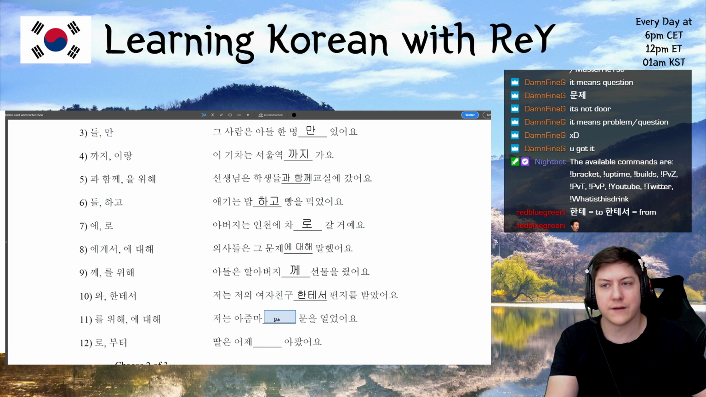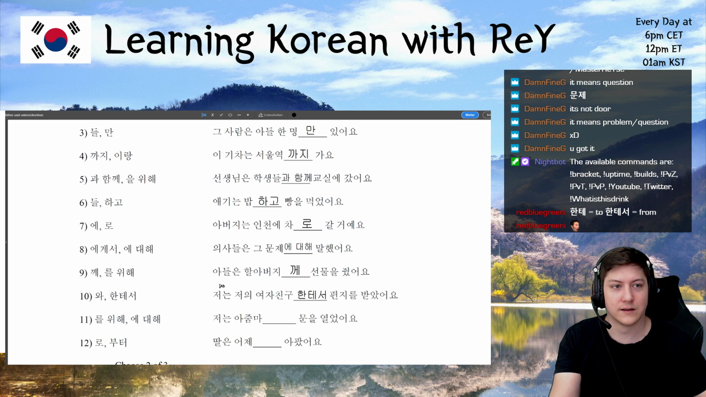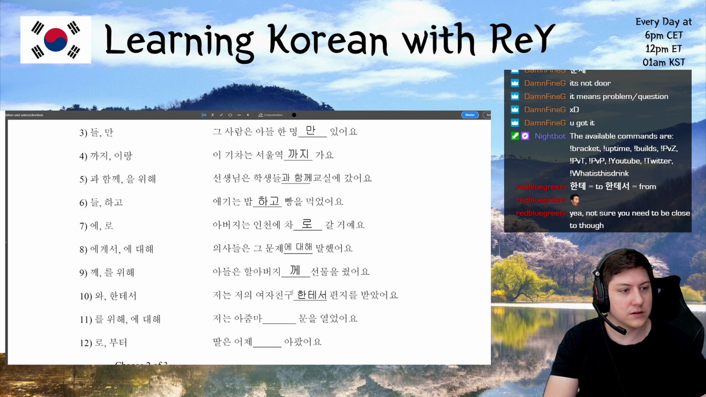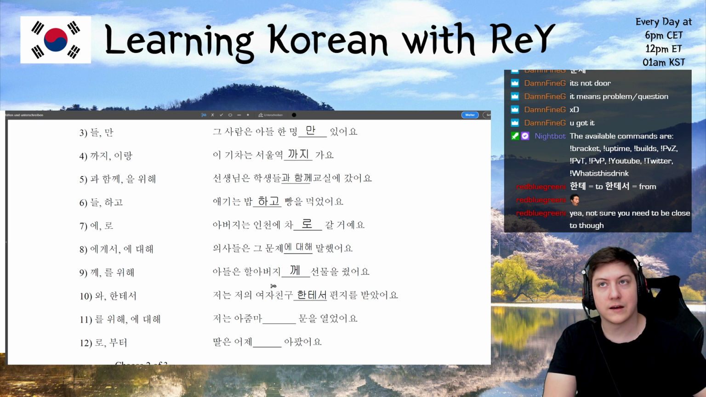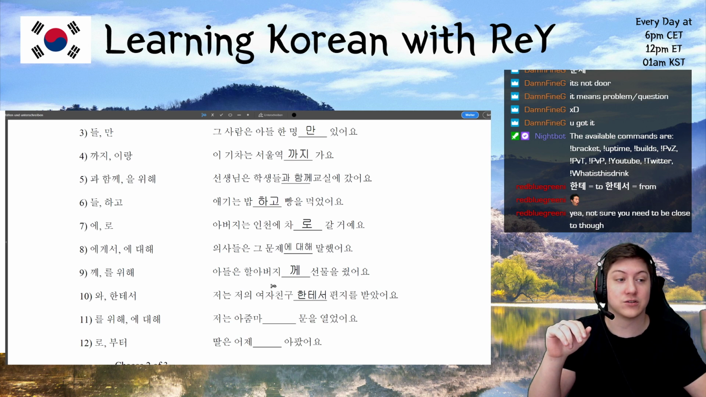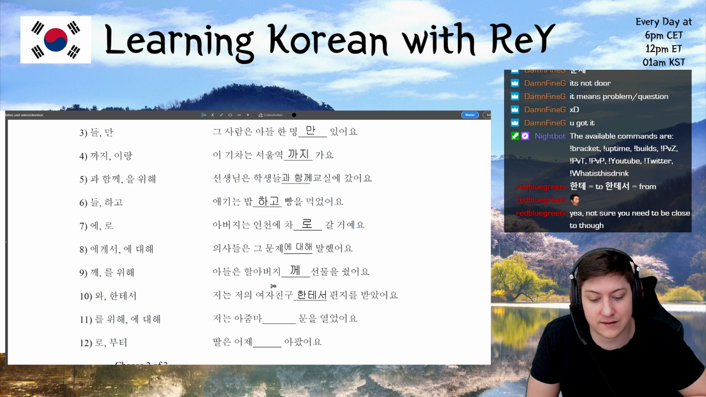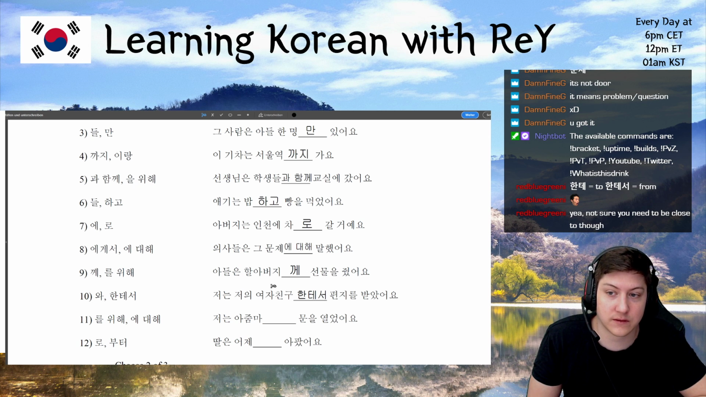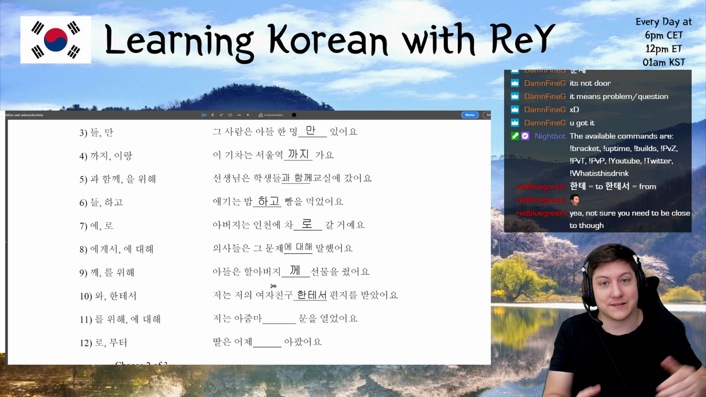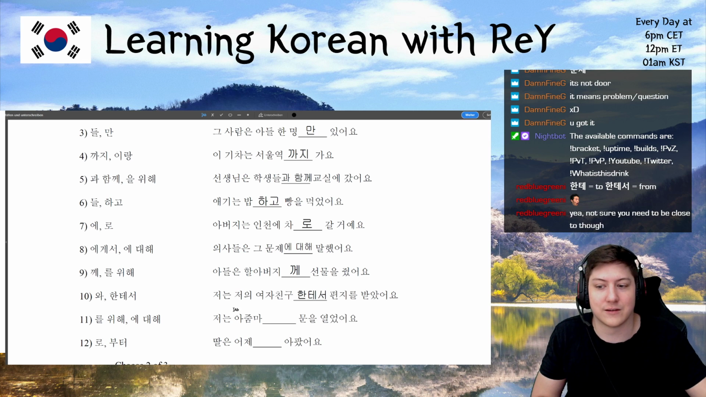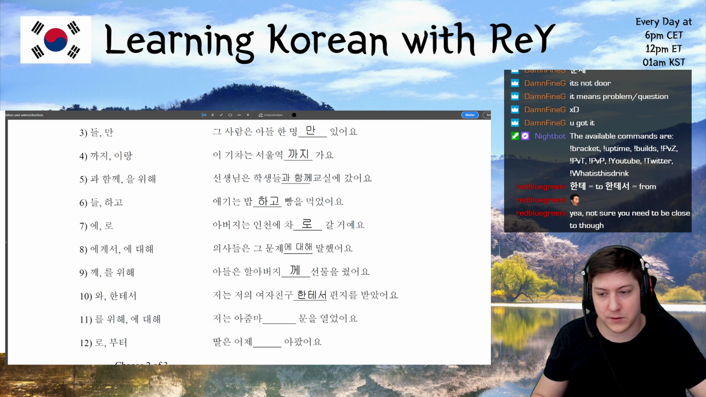Ajumma. I feel like I've heard this in some YouTube videos before I even learned Korean. It feels so familiar, but I have no idea. Not sure you need to be close to. Okay, so it's just some older person, because older woman not related to me, I learned it as ajumoni, and since this ma is short form for mother, which means it's my mother, because I'm just calling my own mother mom, I thought this one is also close to me. That was my thinking process, but okay.